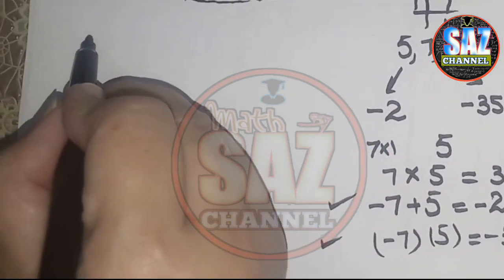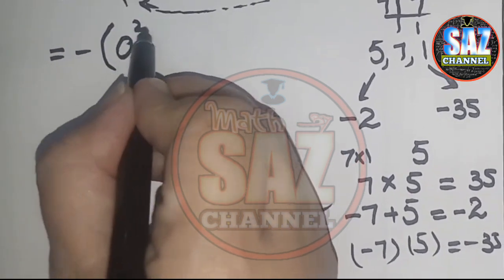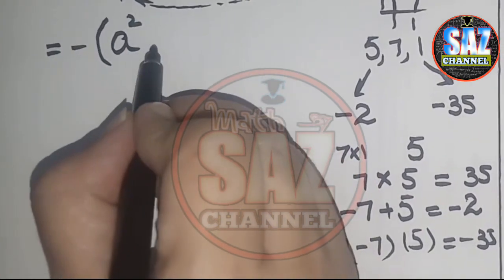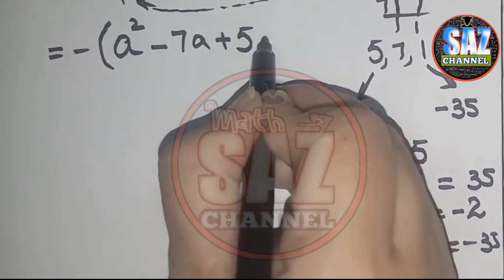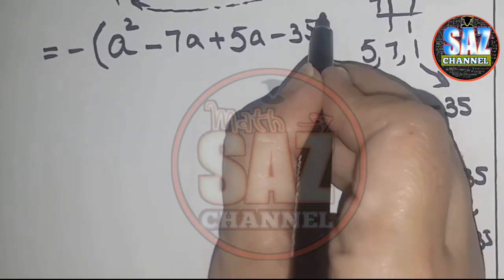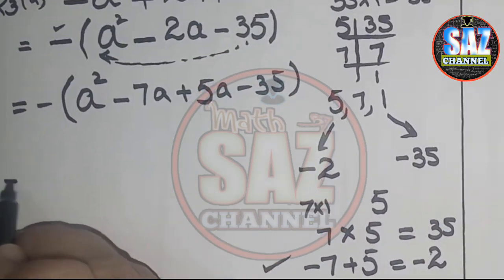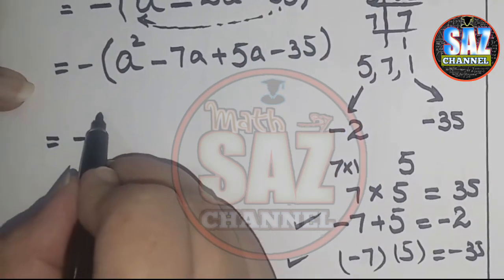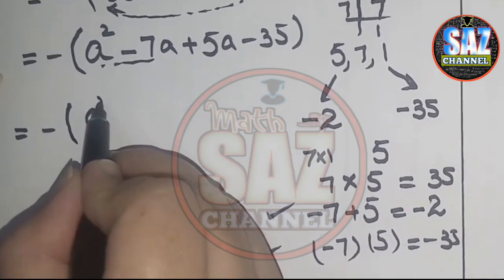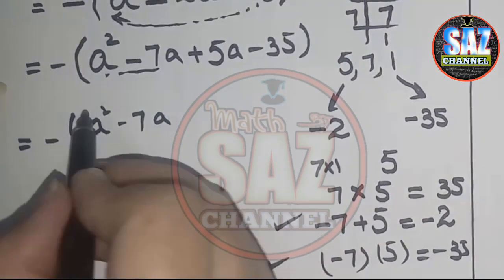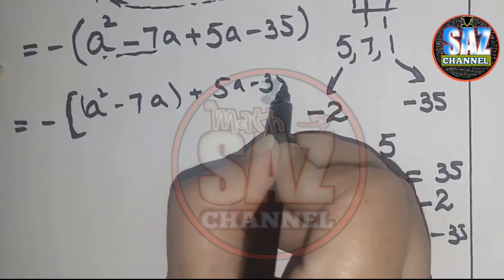Coming to the question, I have to copy the sign as it is. Then I write the first term as it is, and then the breakup of the second term: minus 7a plus 5a and minus 35. You can see that my middle term has broken into two parts. In the next step, I have to make groups of like terms. If I look at the first two terms, a square minus 7a, and plus 5a minus 35.